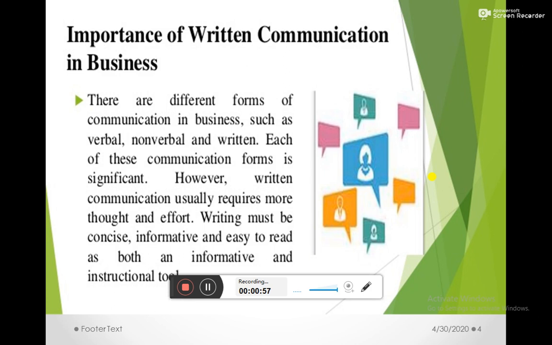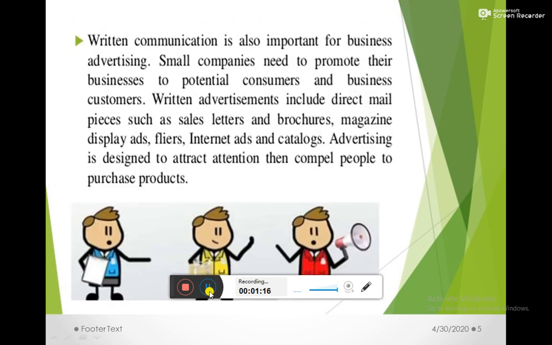However, written communication usually requires more thought and effort. Writing must be concise, informative, and easy to read as both an informative and instructional tool. In this slide, we will discuss written communication.